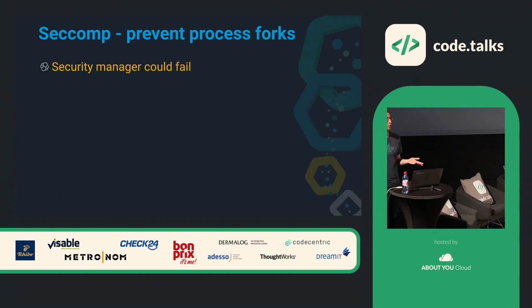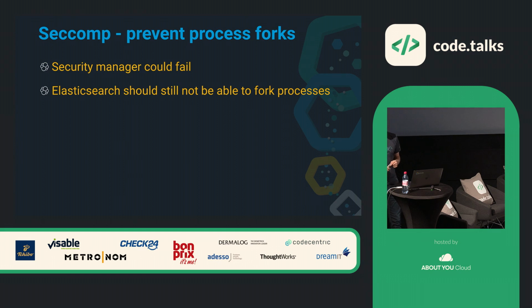So the idea of Seccomp is pretty simple. One of the assumptions we make is that the security manager could fail. One of the reasons is that it's only rarely run, so it's not as well tested as applications without the security manager. One of the things we really want to make sure within Elasticsearch is that we are never able to fork a process. Elasticsearch in its code does not need to fork a process. We have thread pools, we run threads, but we never fork an external process after startup.